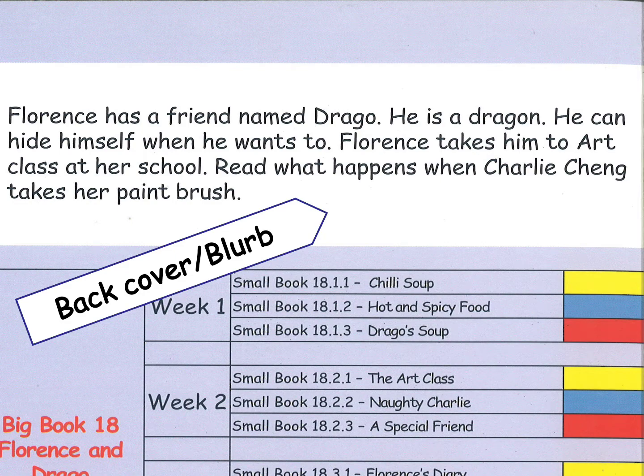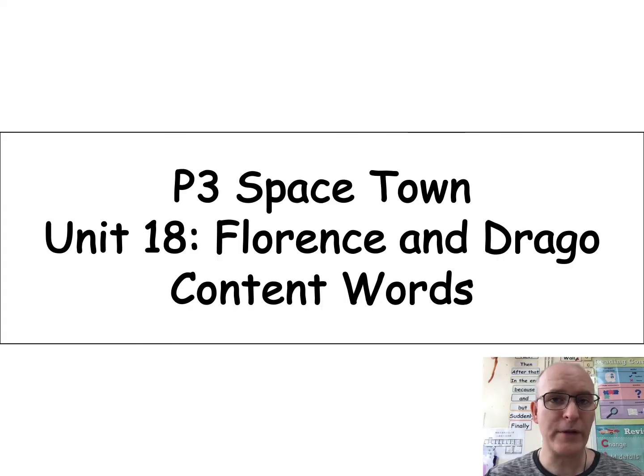Florence seems to be the only person that can see Drago. And so she takes him to school. They go to her art class. But let's see what happens, because Charlie seems to be a naughty boy, because he takes Florence's paintbrush. Let's find out what happens. Okay, first of all though, let's have a look at the content words for the story.